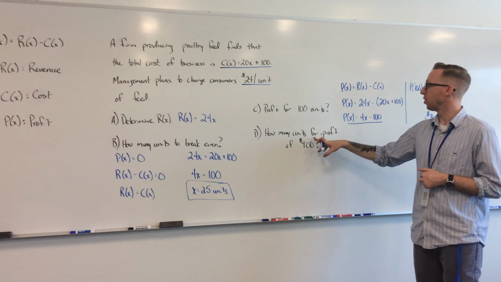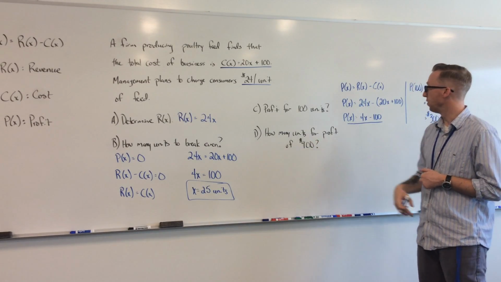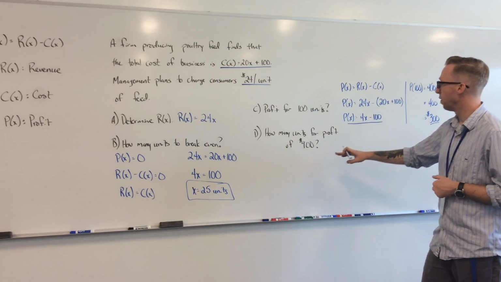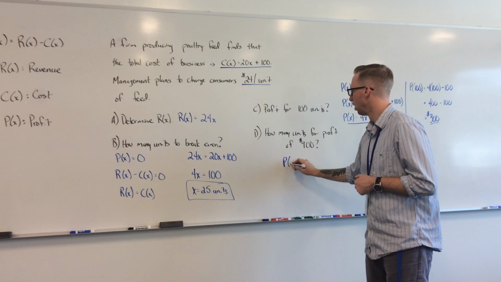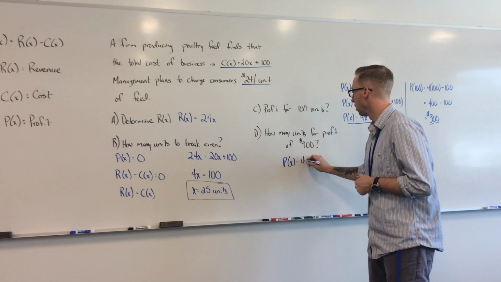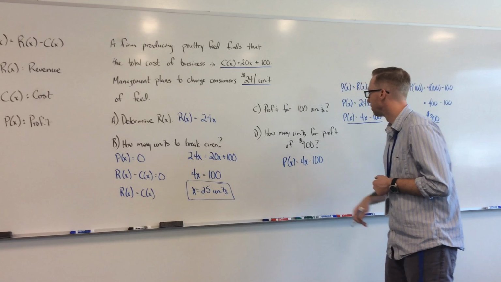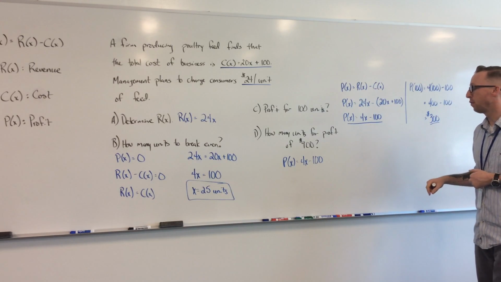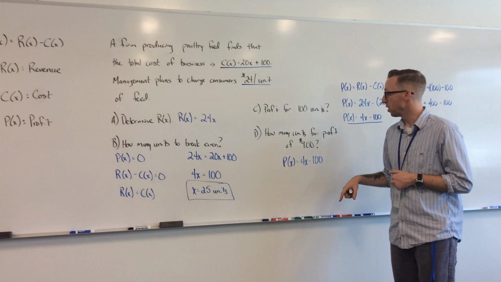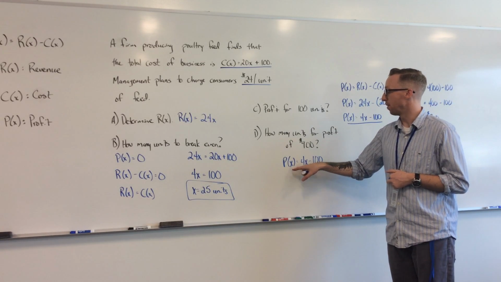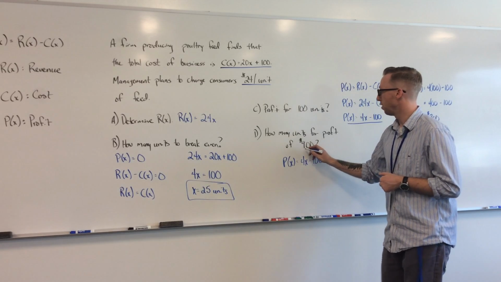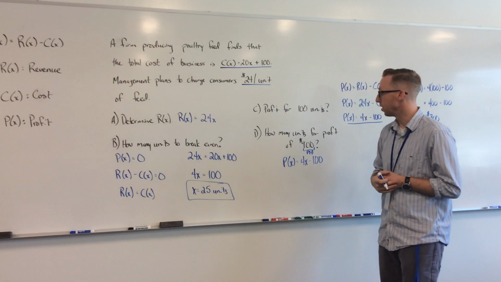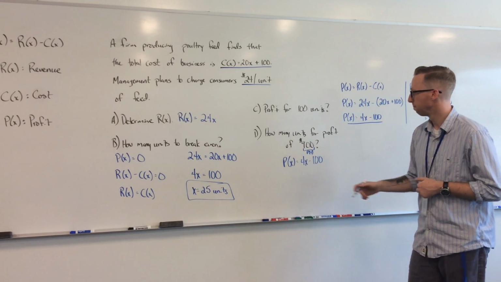Lastly, how many units should I need to make for a profit of $900? We can use this same profit function. P of x equals 4x minus 100. But now, instead of substituting in a given value to find the profit, I'm going to find the amount of units I need to sell to make a profit of $900. $900 is my profit. How many units x do I need to sell to make $900?